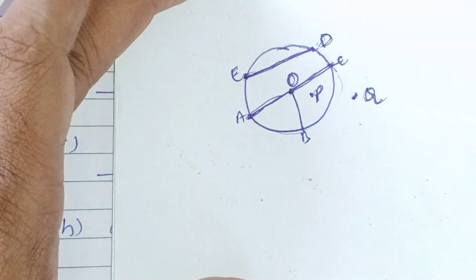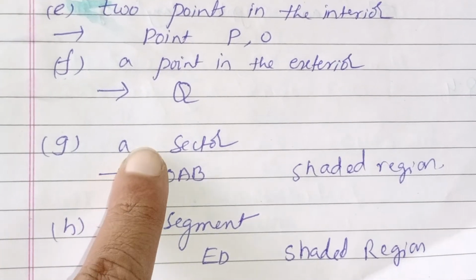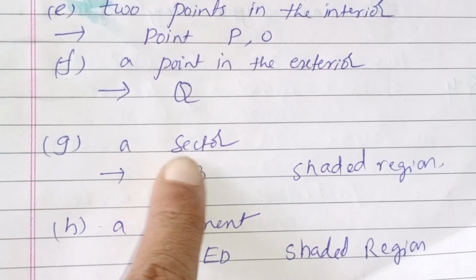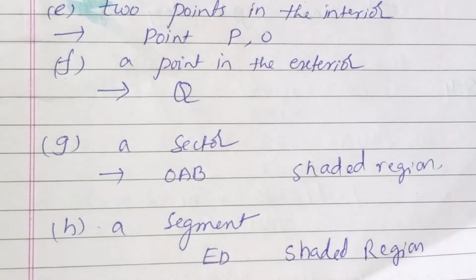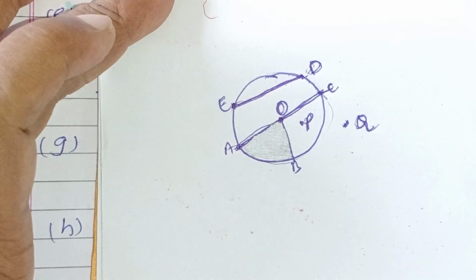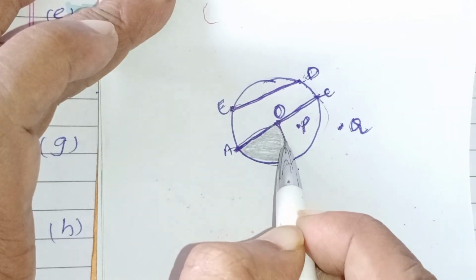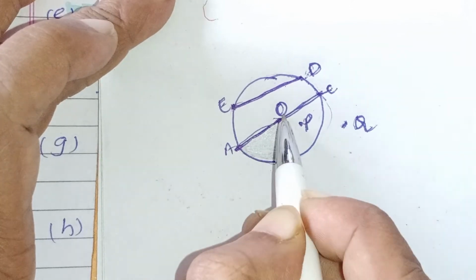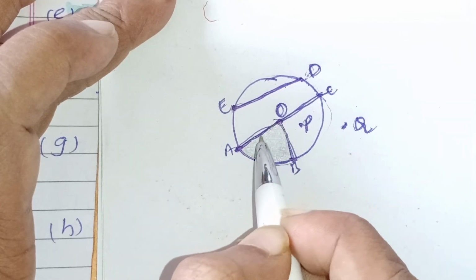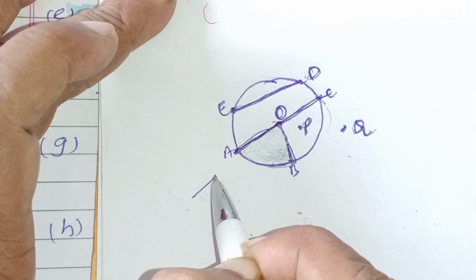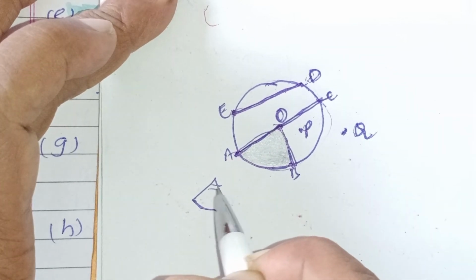So you write just point Q is the outside of the circle. Now a sector. We have to identify the sector from a figure. OAB, shaded region. See, this is the figure. OA, OB. This is the radius, and this is the radius, and this is the arc. So if you want to draw a sector, you need 2 radii and 1 arc. This is called a sector.